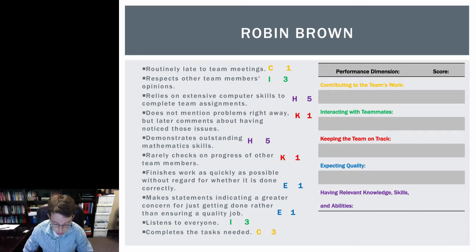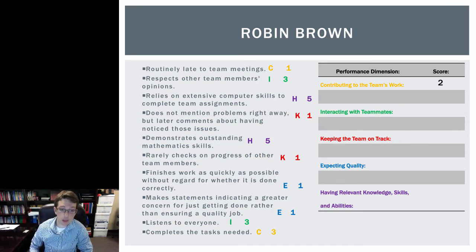So now that we have an idea about which dimensions are reflected by which behaviors, and whether or not these behaviors reflect high, medium, or low performance, we can consider Robin's overall performance. So for the 2 behaviors associated with contributing to the team's work, that is, completes tasks needed and routinely late for meetings, would you say these generally reflect high, medium, or low performance? Because Robin is routinely late to team meetings, which we scored a 1, but completes the tasks that are needed, which we scored a 3, her score would fall somewhere between the lowest level of performance and a moderate level of performance for this dimension, that is, for contributing to the team's work. So the most appropriate rating for this dimension is a score of 2.